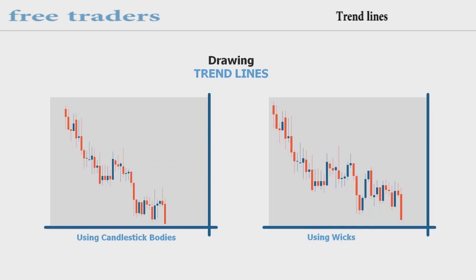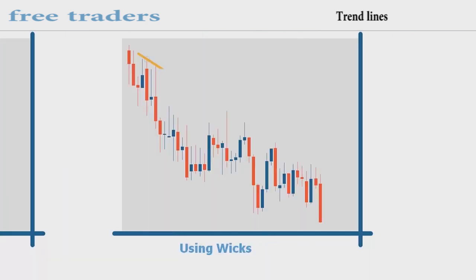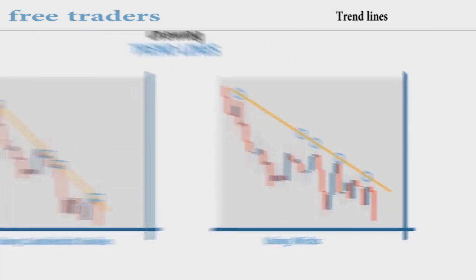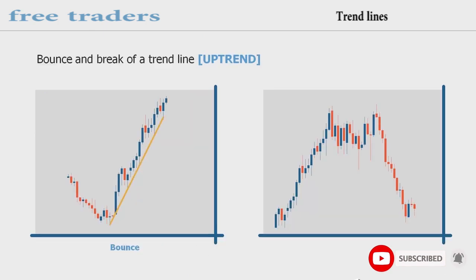Furthermore, just as with the support and resistance lines, you can choose whether you use the bodies of the candles or their wicks as the basis of trend lines. There is no right or wrong, it just depends on what works best for you. Trend lines can be traded in two ways, either by entering when the price finds support or resistance at the trend line, or when the price breaks through the trend line.